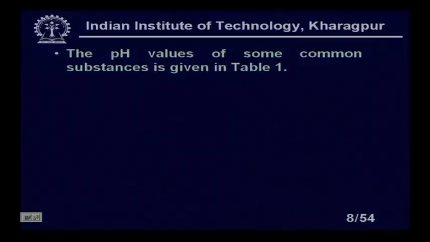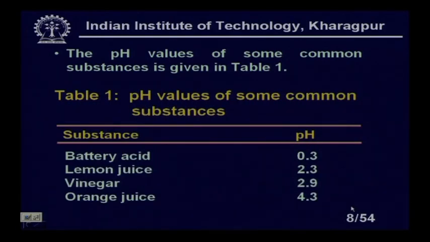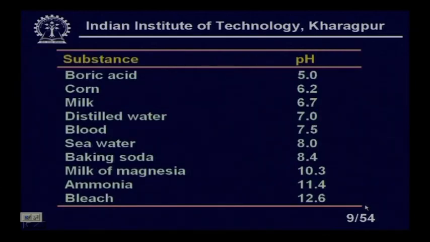The pH values of some common substances are given in table 1. Let us look at it. You see, these are the pH values of some common substances. Battery acid, which is supposed to be a very strong acid, sulfuric acid, you see it is close to 0.3. Okay, very strong acid. Lemon juice 2.3, okay, because these are all organic acids. Vinegar 2.9, orange juice 4.3. So, more and more you see the value of pH is increasing, right. Then you have boric acid 5, corn 6.2, milk 6.7, slightly acidic, and distilled water 7.0.